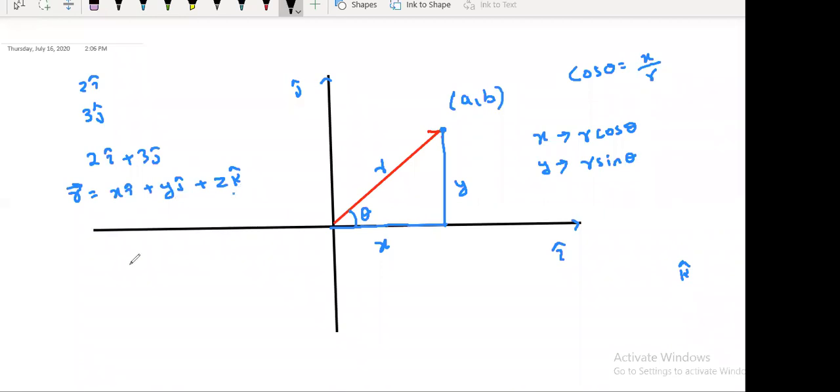For example, if you have to represent 2 comma 4 comma minus 1, this is your point in 3 dimension. Then tell me how to represent this. Tell me.